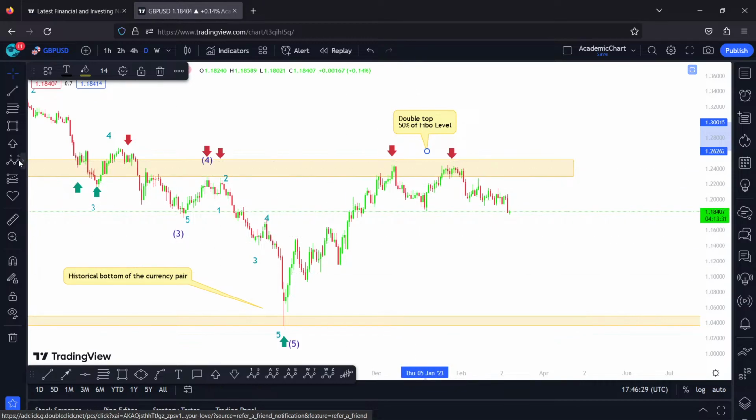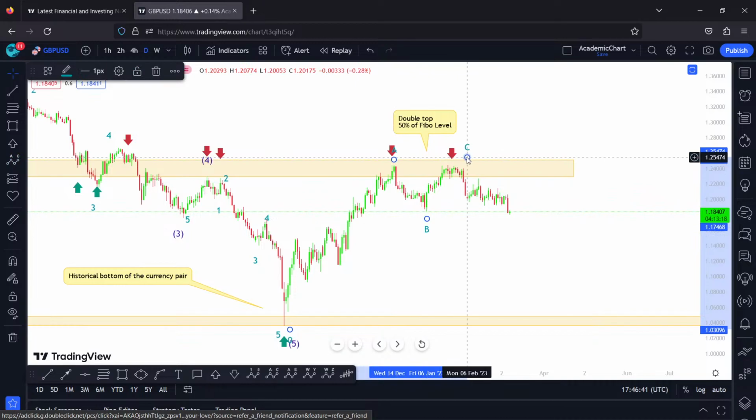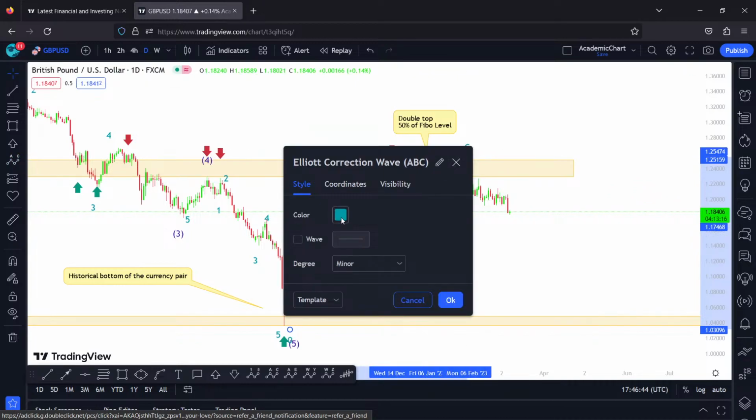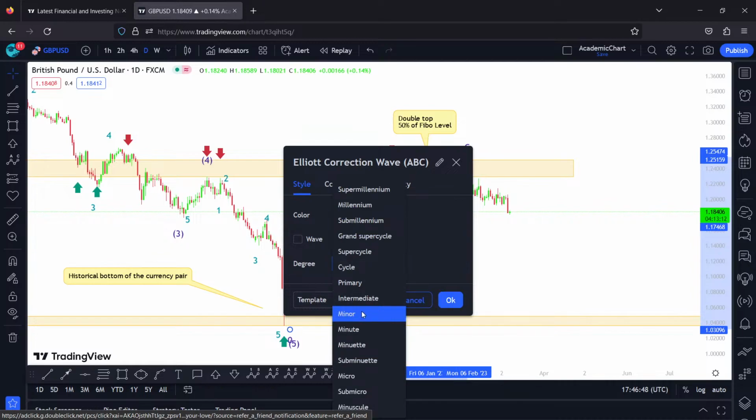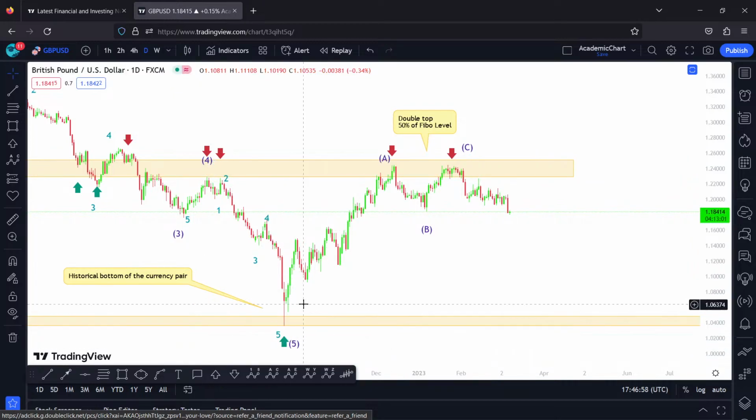So I know after that I'm going to get an ABC pattern, not 1, 2, 3, 4. That's the wrong tool, but an ABC. Let's change its color to my personal original purple, and intermediate. This is also an intermediate, the continuation of that fifth wave, that impulsive wave.